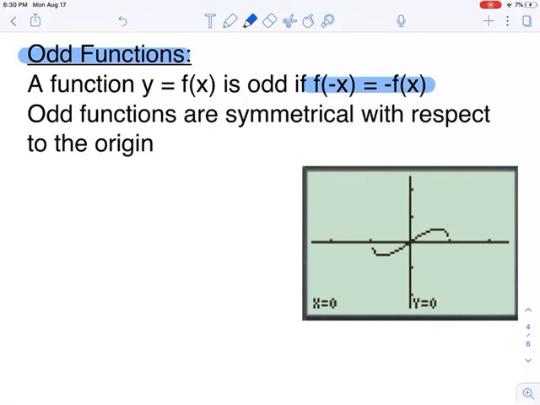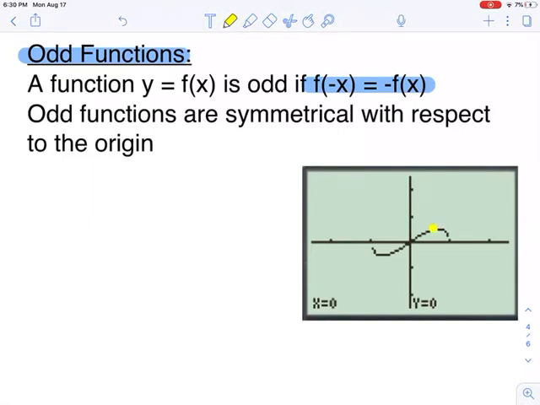Graphically, we are going to have symmetry about the origin. So basically what's happening is when we take f of x and we throw the negative in front of it, then that y value is the same as the y value when we put a negative x into our function. That sounds really strange, I know.